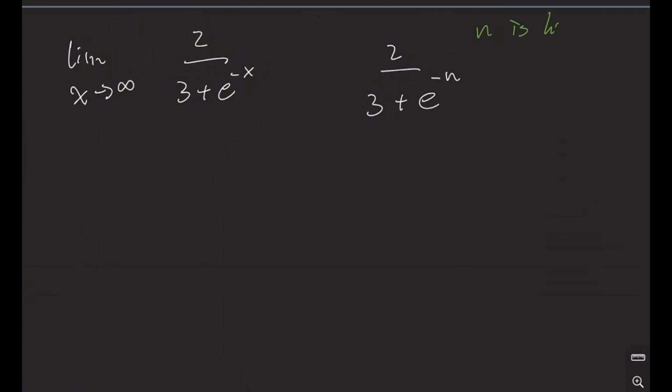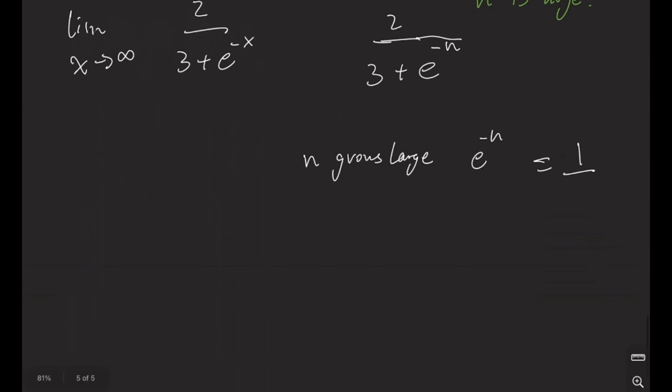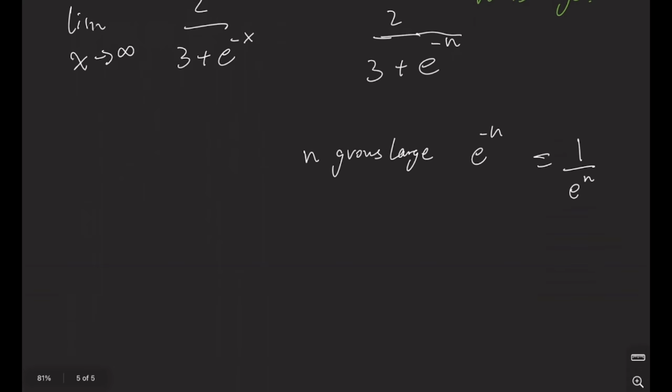N is huge, right? Now, this is not proper notation. If you see this in a math class, you should probably run from your teacher. But this is something that's really good at explaining things. Okay. So it's important to note that you look at this e to the negative n. As n grows large, then e to the negative n starts looking like 1 over e to the n, right?